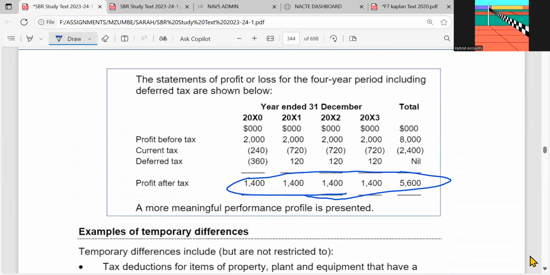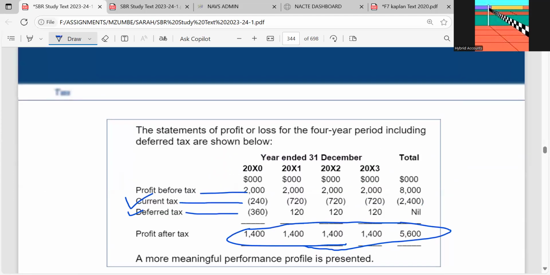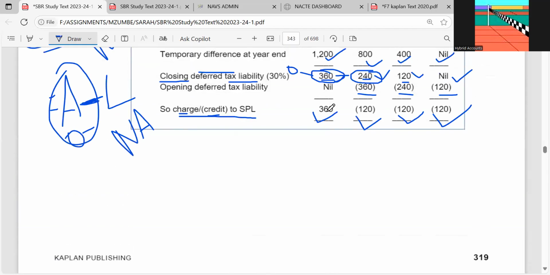Now if you come down here, prepare your statements. You had the profits. The current tax, you computed it in the first place. You had the income tax expense based on the deferred tax concept for all the years: 360, 120, 120, and 120 here. Now you can get my point, right? I told you 360 was an expense. Do not just look at these signs.